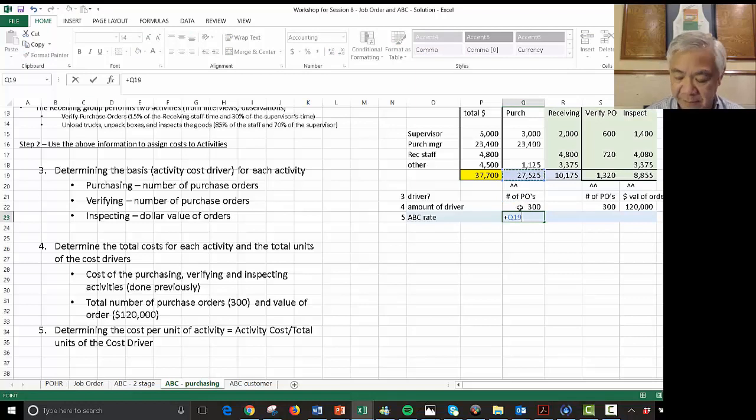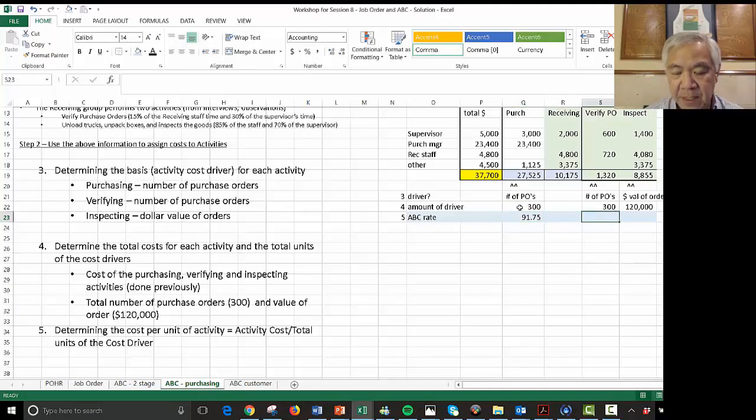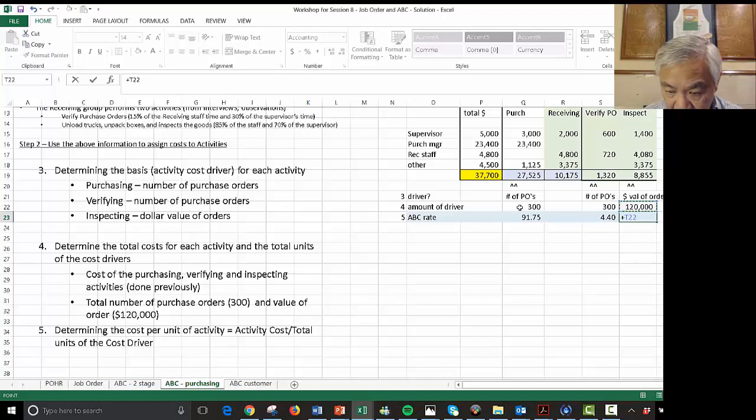The total cost of $27,525 divided by the 300 drivers means that for every purchase order, we will charge $91.75. Likewise, for the receiving function, total cost for the receiving is 1320 divided by 300 orders means $4.40 for inspecting the purchase order once it arrives. And finally, for the inspection of the goods and receiving, we have 8,855 divided by the total value of 120,000, which is 7 cents. 7 cents, or 7% of the value, is charged to the product that is being acquired.